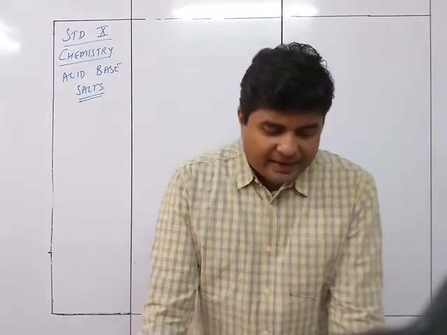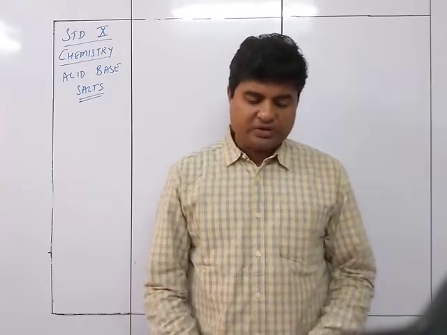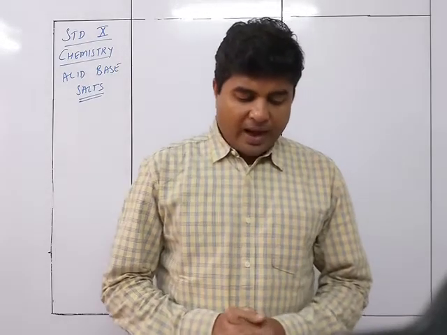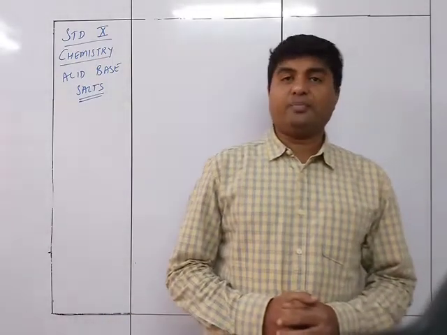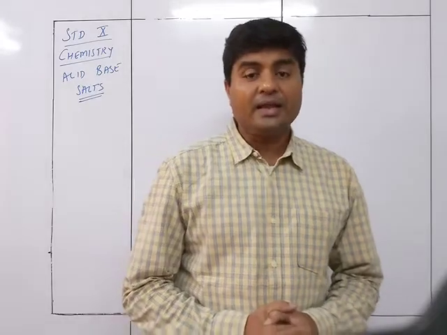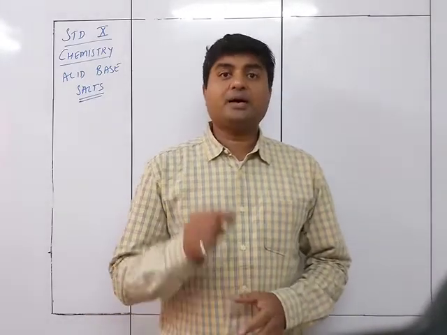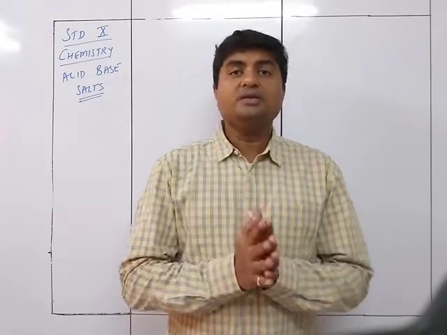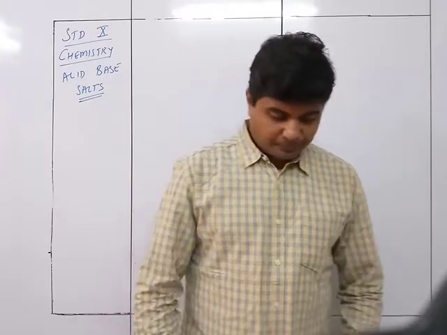An indicator dissociates slightly in solution, producing ions and unassociated molecules. The color of the ion produced is dependent on the hydrogen ion concentration, which is the pH of the medium. So what is pH? It is the power of hydrogen, or we can say the hydrogen ion concentration. What is the hydrogen ion concentration in a particular substance? It is the pH value of the substance.